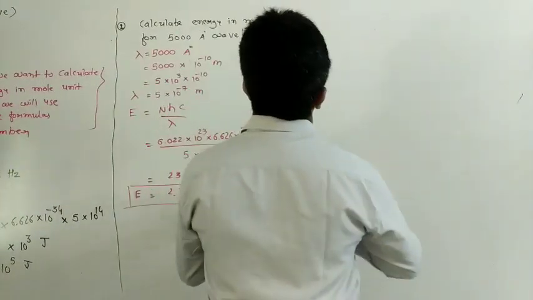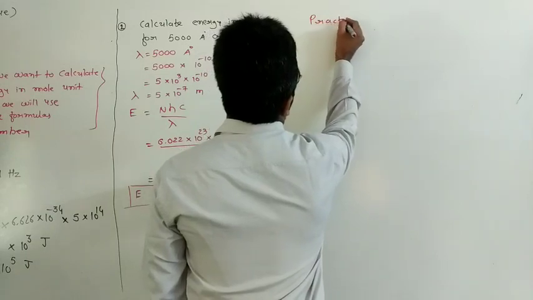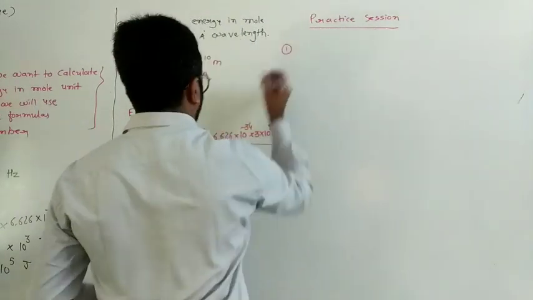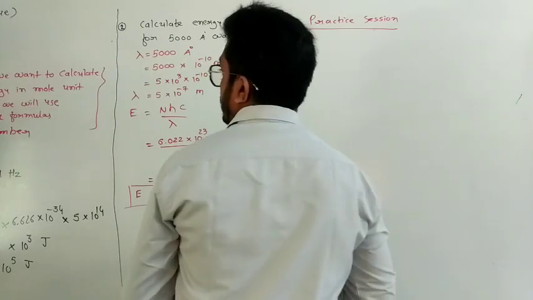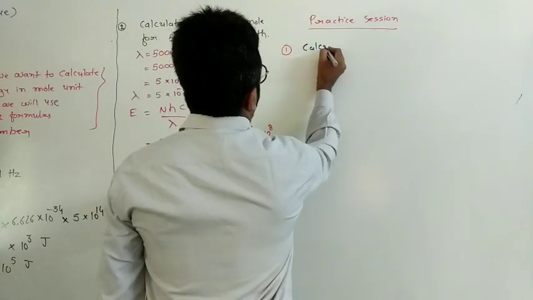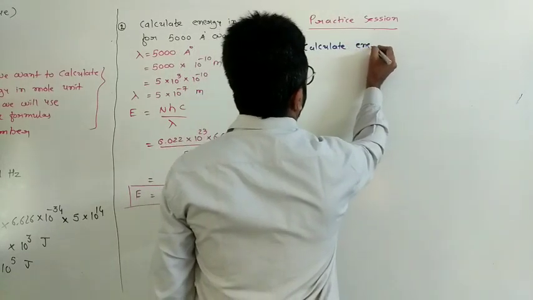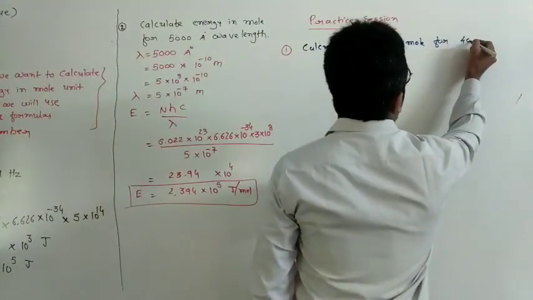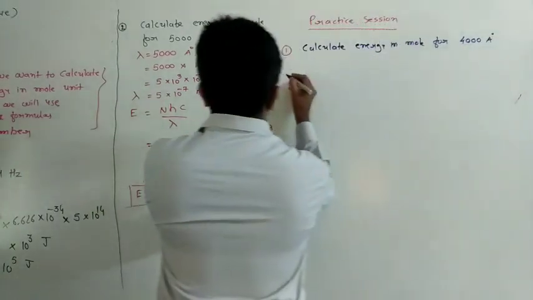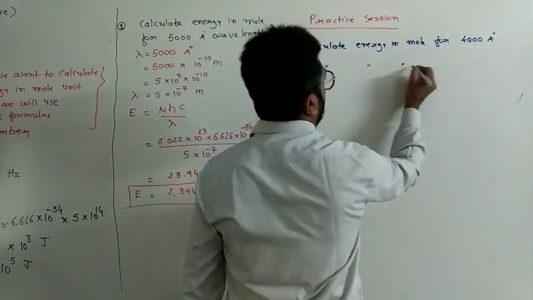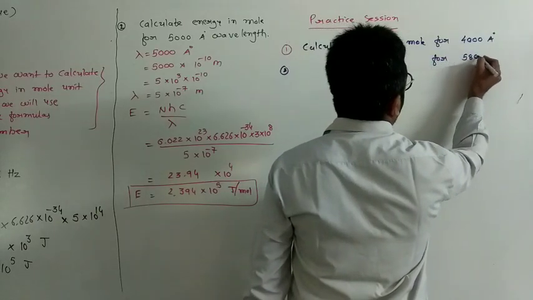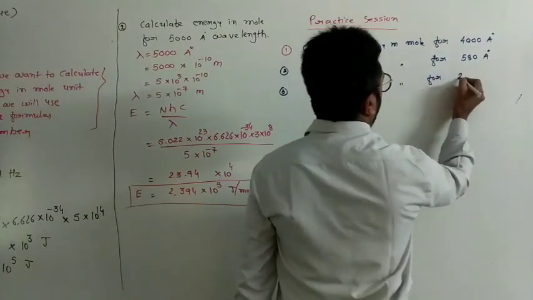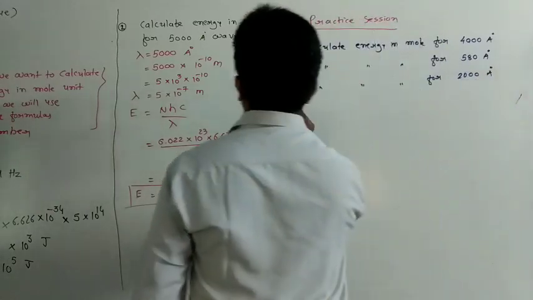Now we will start our practice session. The first one of today's practice session: calculate energy in mole for 4000 angstrom wavelength. The second one, calculate energy in mole for 4580 angstrom. Calculate energy in mole for 2000 angstrom.